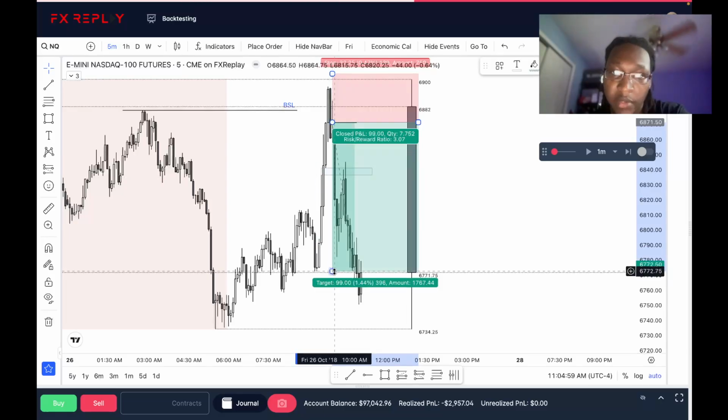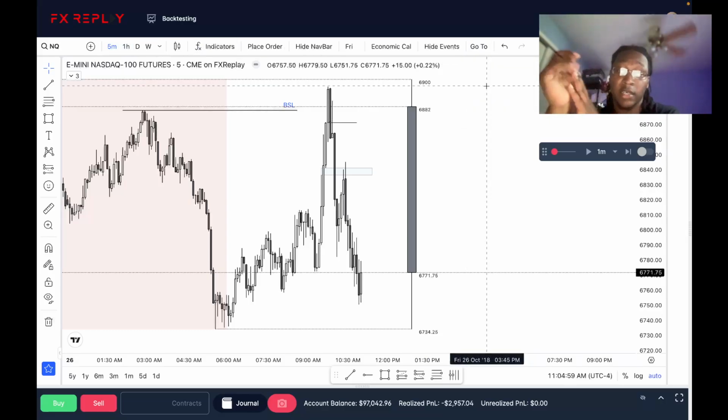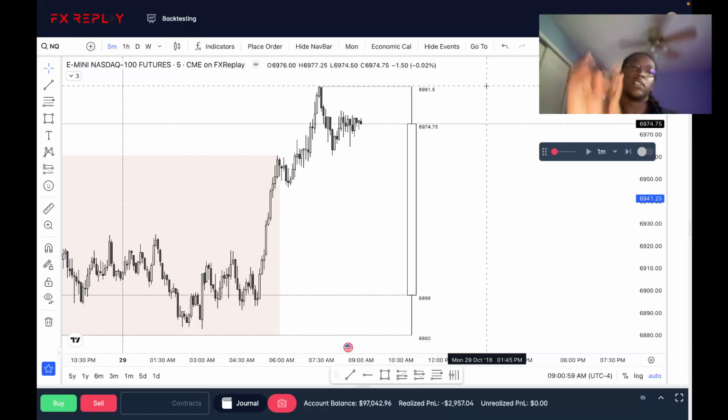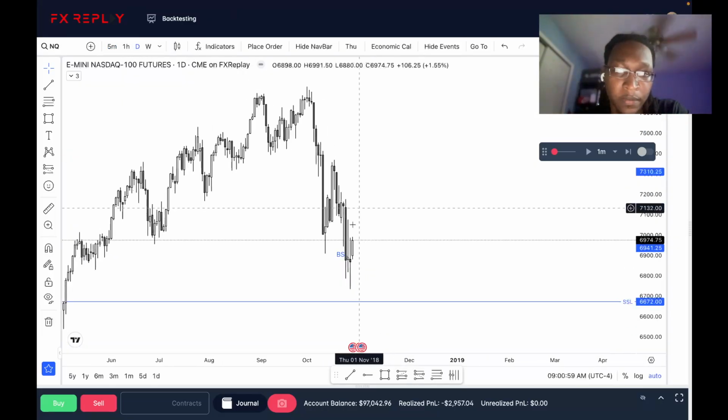gets met. But let's go to the next week. And these are day trades. These are like in and out scalps, in and out day trades. So keeping it nice and structured, nice and simple. So daily, what are we doing?